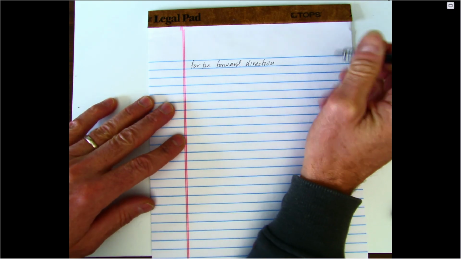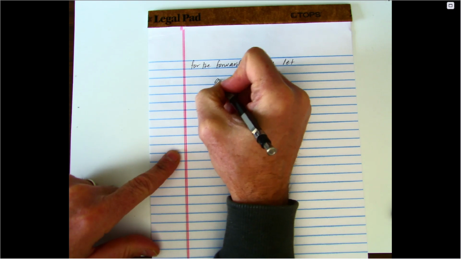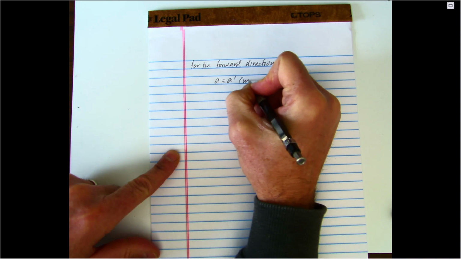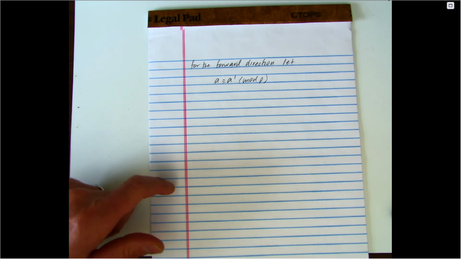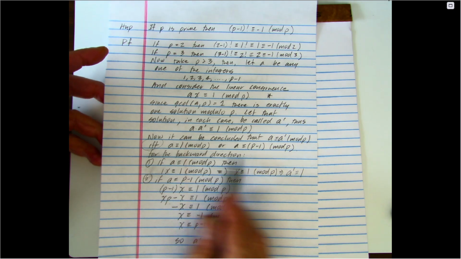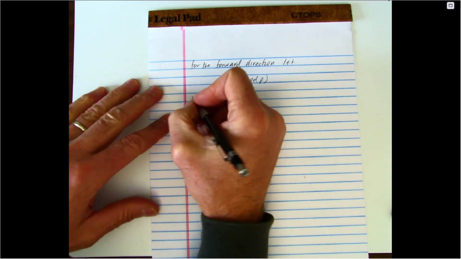For the forward direction, let's let A be congruent to A prime mod P. What we want to show is that if we adopt this, then the only A that could result are these two, 1 and P minus 1. So let's try to get this.